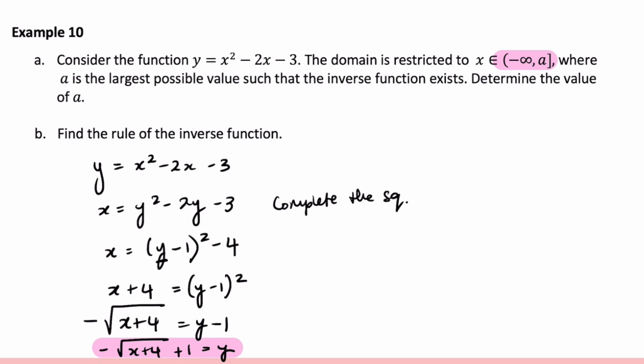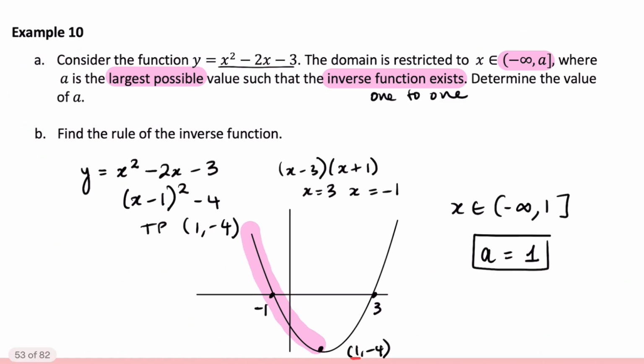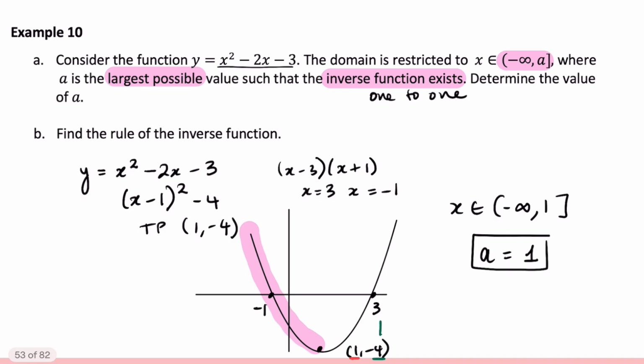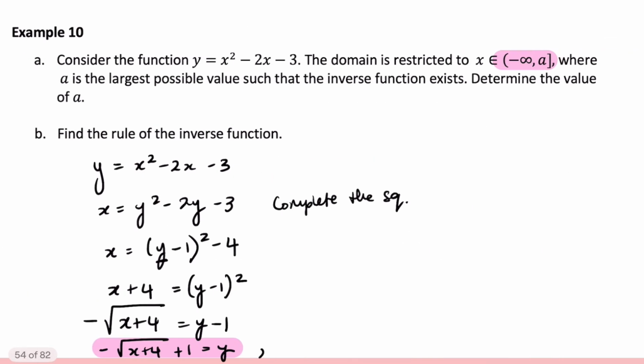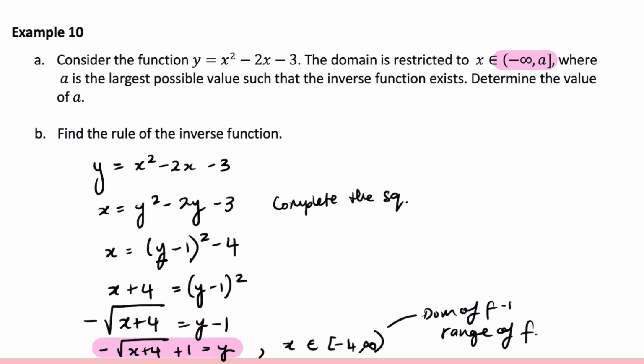We can also state the domain. So remember, the domain of the new function is equal to the range of the previous function. So the range of the previous function was -4 to infinity. So in this case, x will be an element from -4 to infinity. So that's the domain of f inverse, which is also the range of the original function.